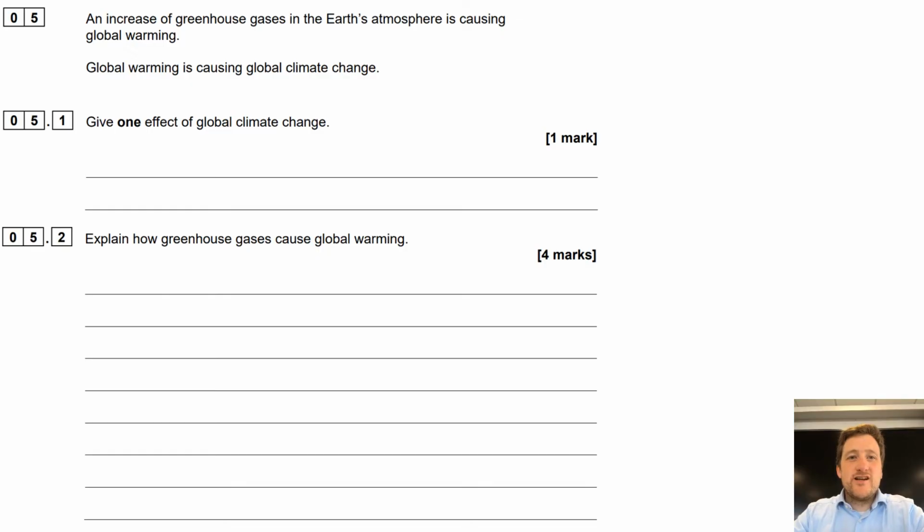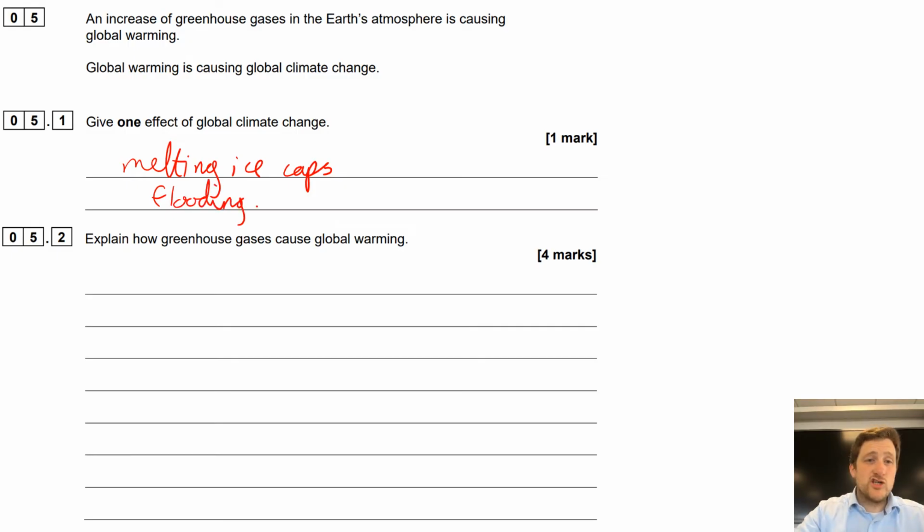Okay, an increase in greenhouse gases is causing global warming. Give one effect of global climate change. Now there are endless things you could put here, one of which is not climate change for global warming, but you could have melting ice caps. That's the one that people tend to remember. Melting ice caps, you could have flooding. Okay, again, it's only one. I'm putting two. They're very similar sort of ones though.